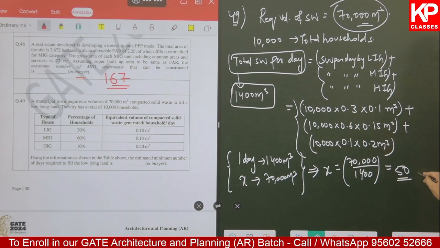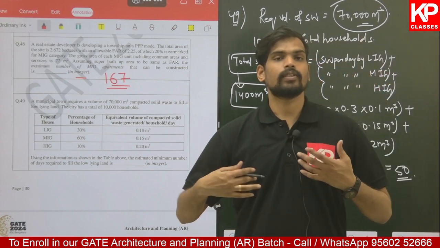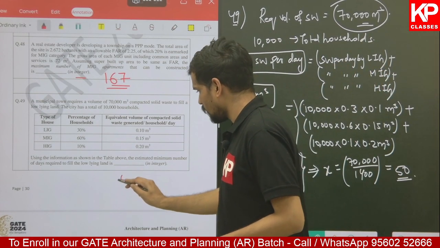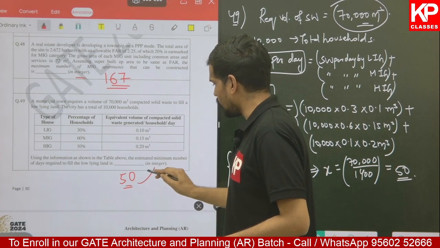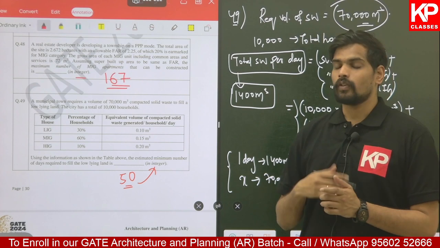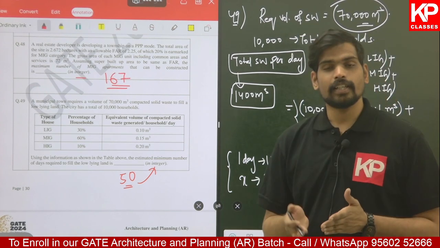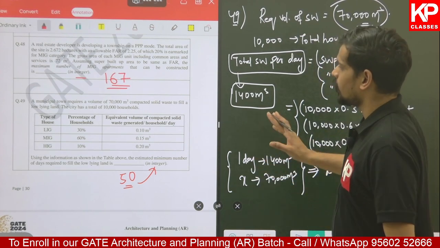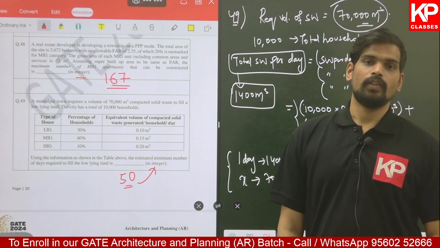So it will take 50 days for the town to generate 70,000 cubic meter of solid waste. So in integer, the answer will be 50. You need to read in which units they are asking you to round off, or whether they are asking for the answer in integer. Accordingly, you need to give the answer. So that was the last numerical of the common part.